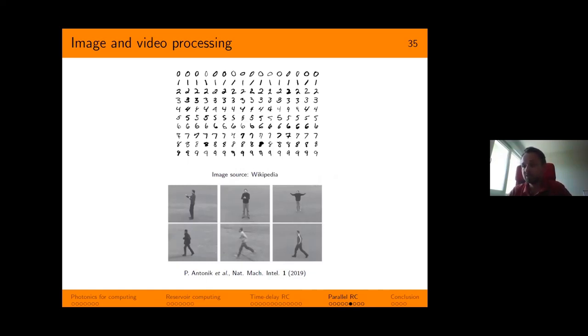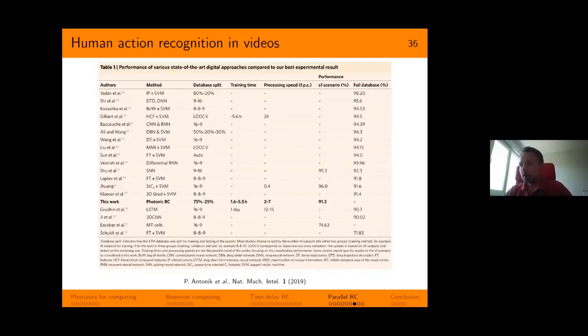So we quickly switched to video processing and tackled the recognition of human actions in videos. For this, we used the KTH database, and the task was to recognize 6 different actions, namely boxing, hand clapping, hand waving, jogging, running, and walking. These actions were performed outside or inside by 25 subjects. They are filmed in grayscale without depth information, so basically RGB only. We used a reservoir computer of maximum size of 16,000 nodes, and we obtained an accuracy above 91% on this database.